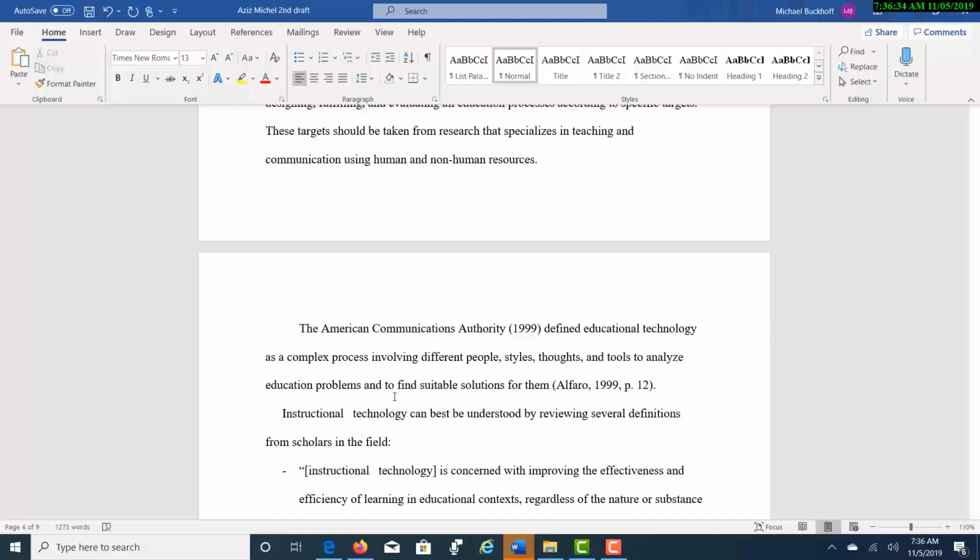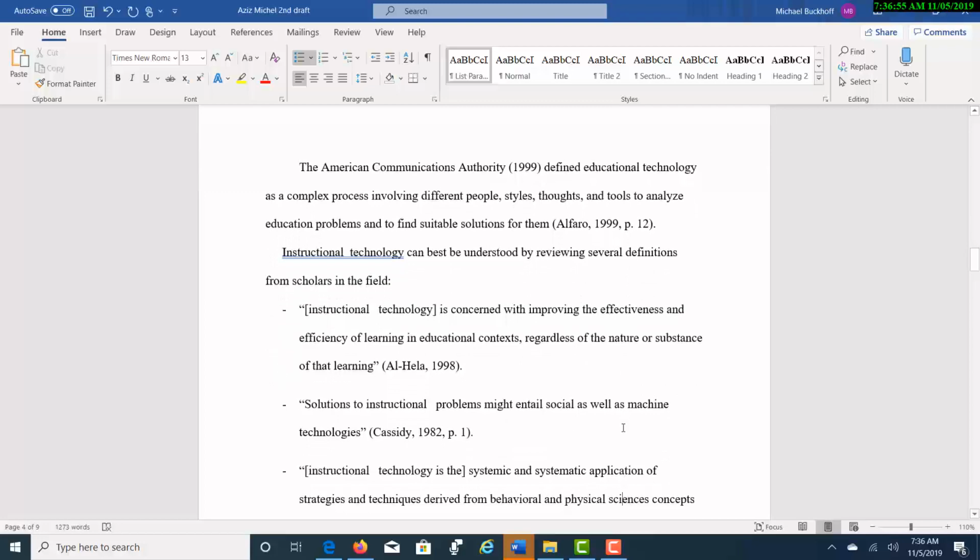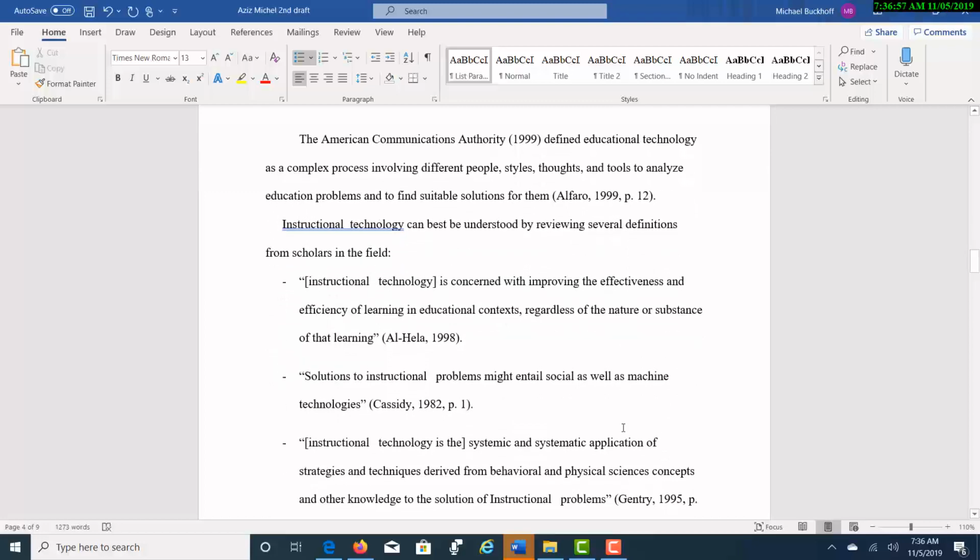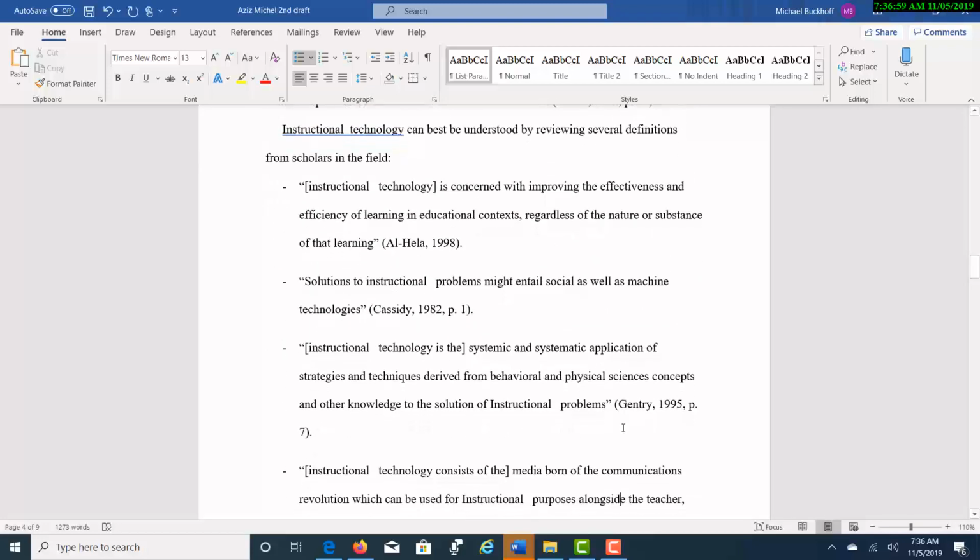I'm going to put the infinitive in there. You can omit it, but I think it's better to keep it, to find suitable solutions for them. Perfect with your citation. Instructional technology can best be understood by reviewing several definitions from scholars in the field. Yeah, I think this works.